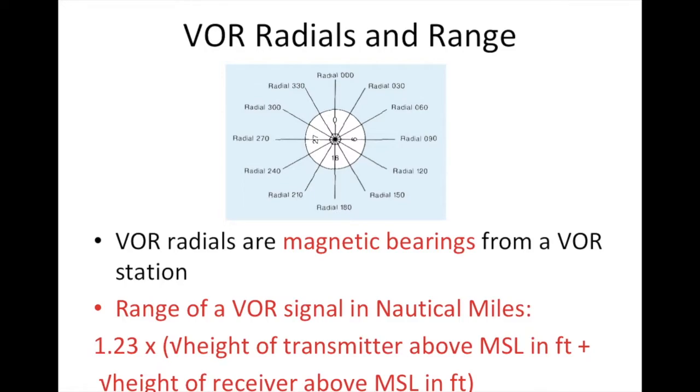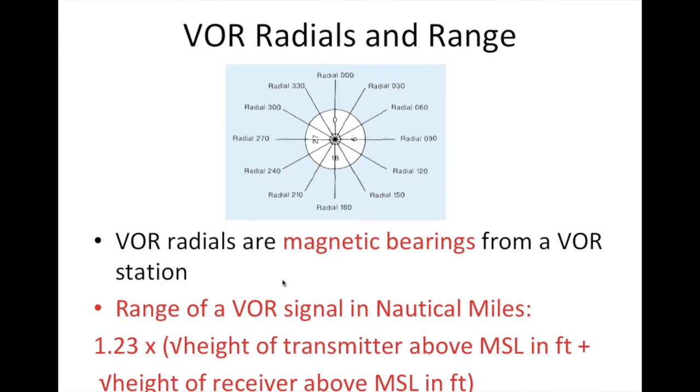Now, we talked about radials. What is a VOR in general? How do you utilize it? Well, you have these radials coming out of that VOR station. As you can see here, the 000 radial goes straight up, and you just go all the way around. These radials are like imaginary arrows coming out from the center, and these are the radials that we refer to when we talk about VORs.